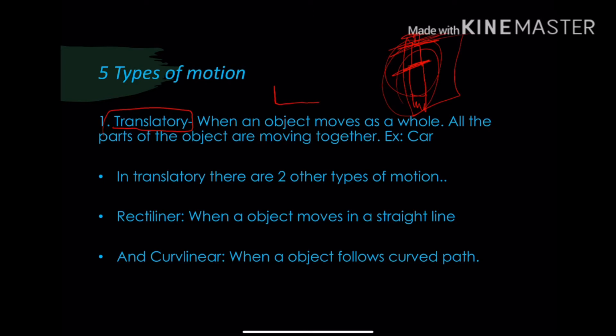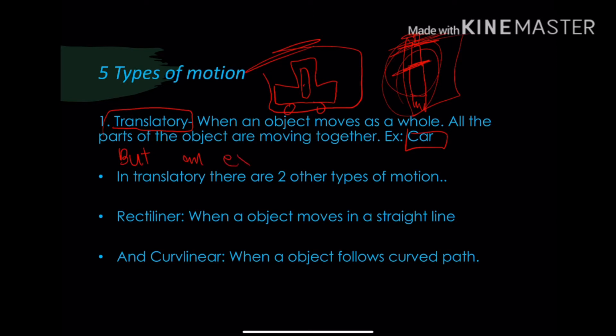For example, in a car, no part of the car detaches, right? The entire car moves as a whole. So that's what translatory motion is. For example, a car. But an example of not translatory is a rocket ship.